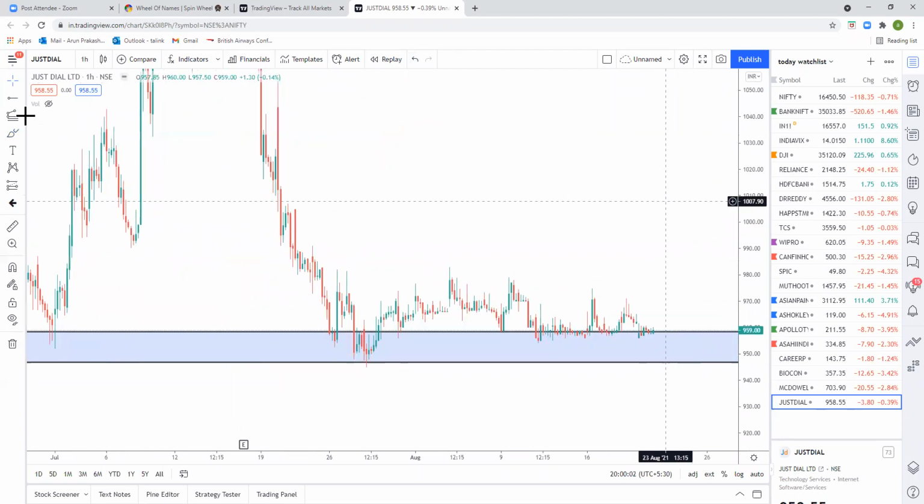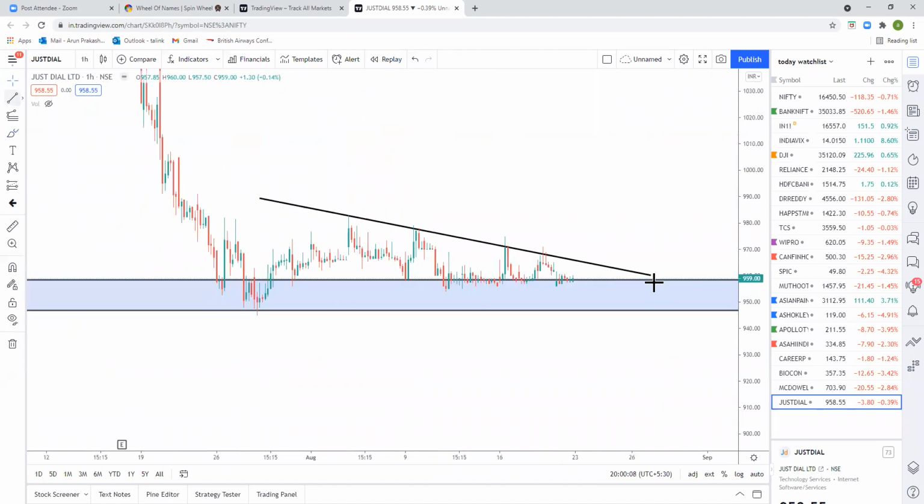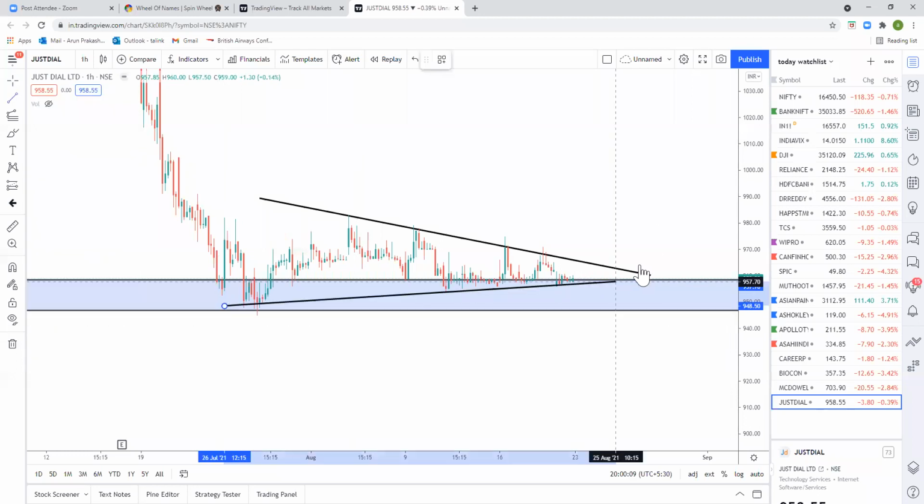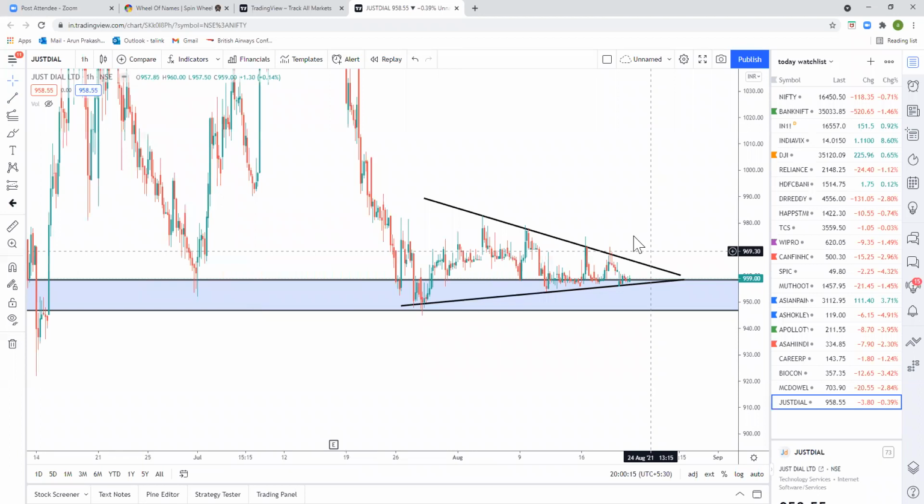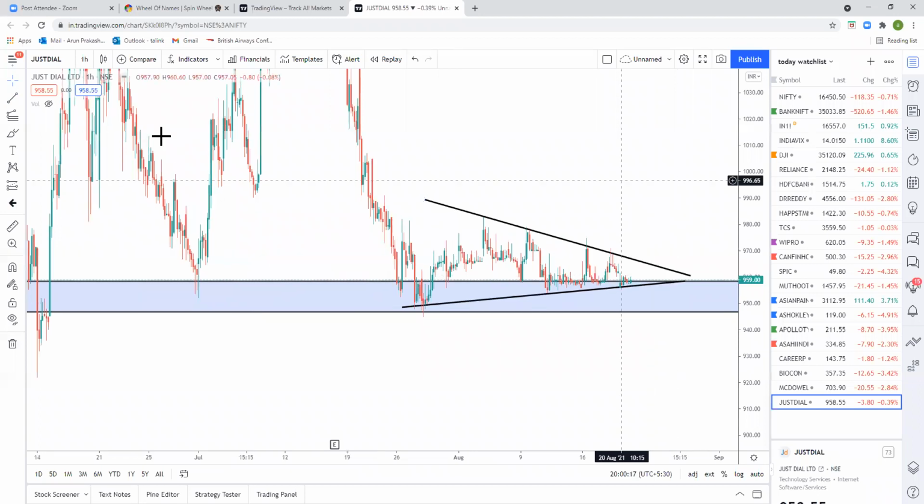Yes. So you can go ahead and trade this breakout. You cannot enter at this support. You can go ahead and trade this breakout. At least you will have some momentum. I will not enter at this support.